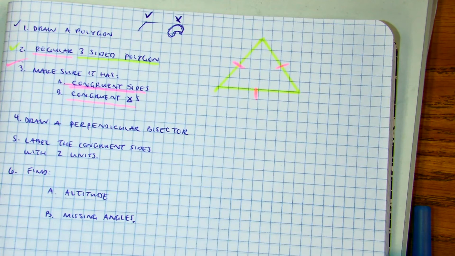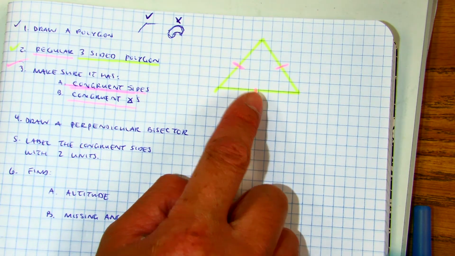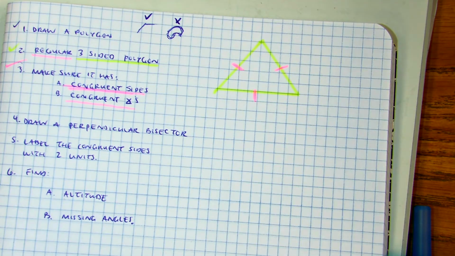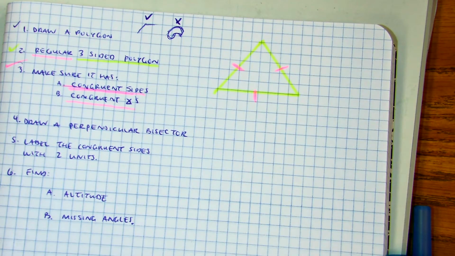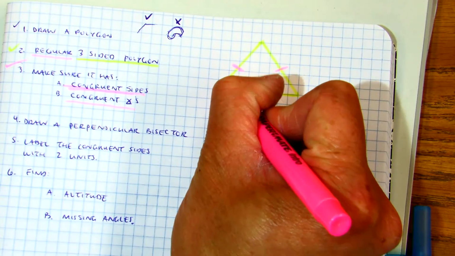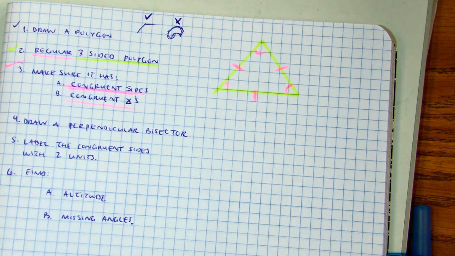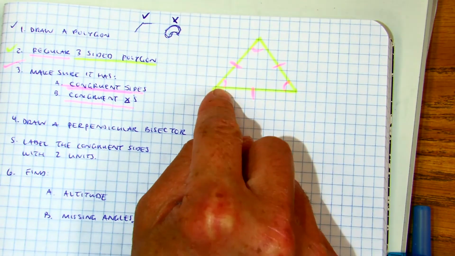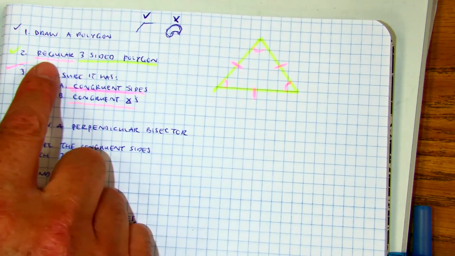Everyone say equilateral. Equilateral, equa means what? Equal, lateral means sides. So this is showing equally sided triangle so far. And to show congruent angles, I'm going to draw these little arcs inside, right? If it's both equilateral and equiangular, then you have an equilateral triangle or a regular 3-sided polygon.